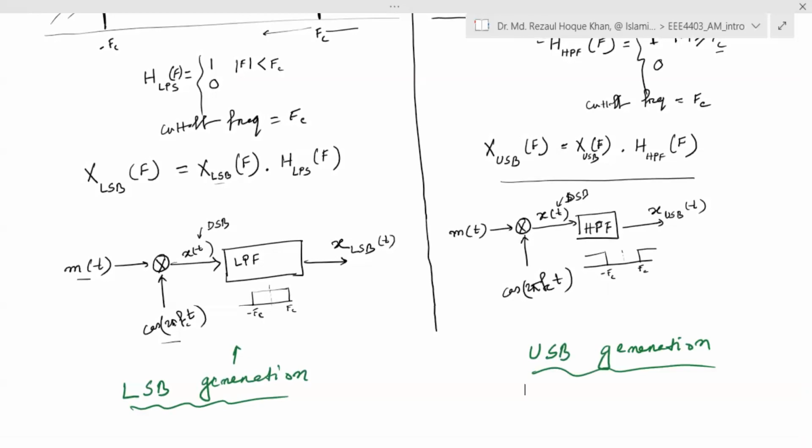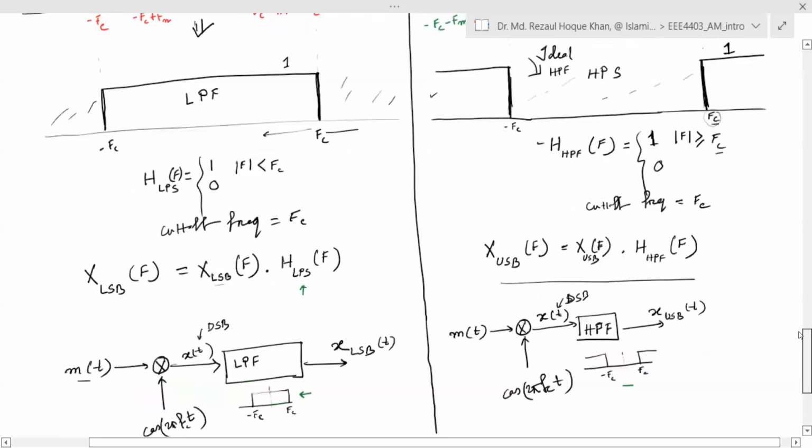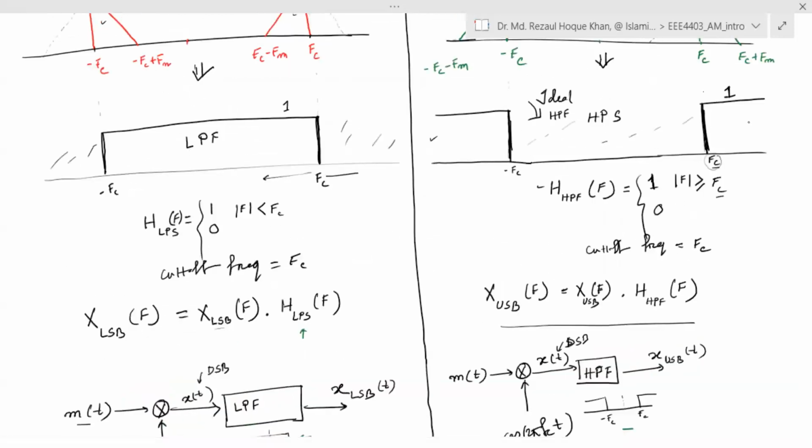pass filter or a high pass filter, where the filter response is like this, right? Which is the filter response of this one, or this one, pictorially. So actually we know how to generate one of the sidebands.